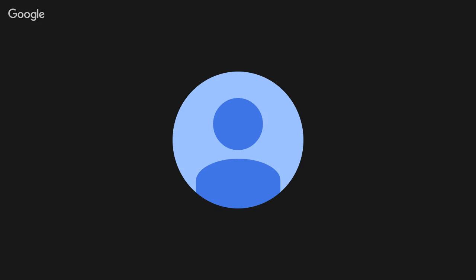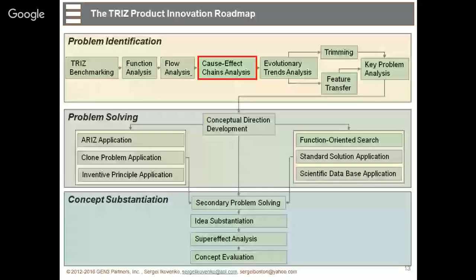Function analysis shows me a list of different function disadvantages, but I'm not going to resolve them one by one. One issue causes another one, the second one causes the third one. So instead of resolving 20 of them, I will try to arrange them in lines, in chains. For this, I use cause-effect chain analysis.